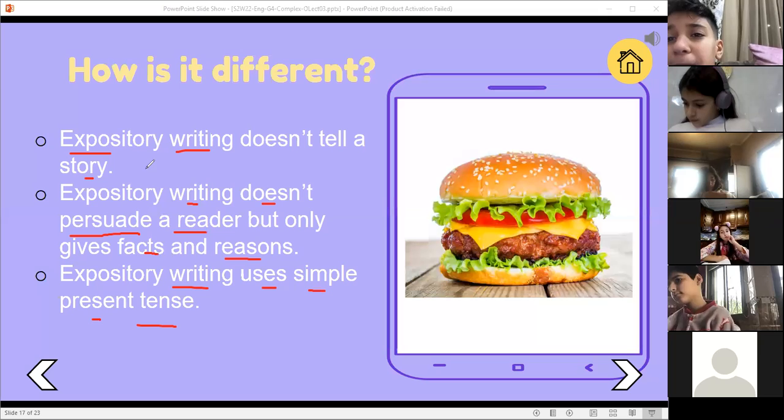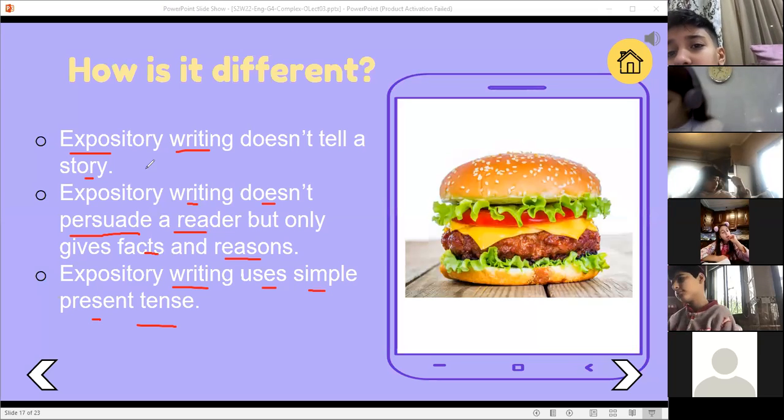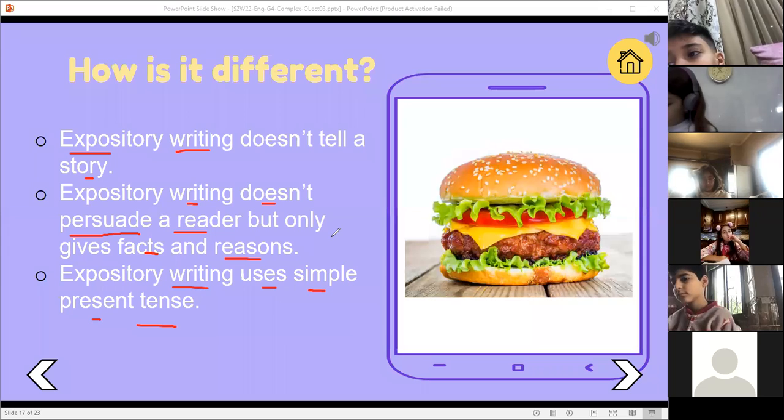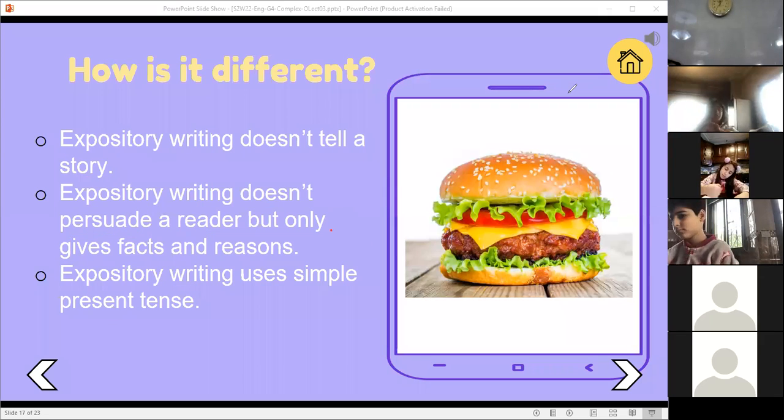So these are the features of expository writing. First of all, you do not tell a story. You don't have to share a story that happened to you. You don't have to persuade the readers to do something that you like. Okay, and it's better if you use simple present tense. Thank you, Ghadir.